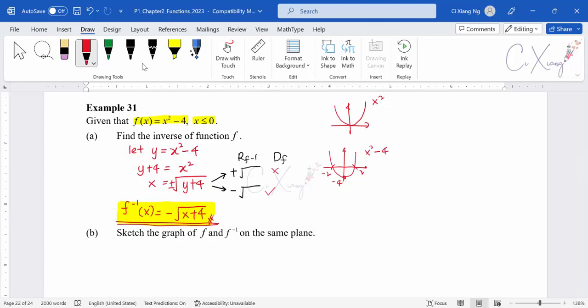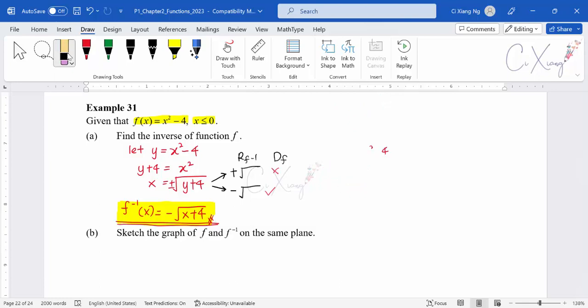All right, and of course, I also need to consider what domain they want us to sketch. For the domain here, again, you can see that it is x smaller than or equal to 0, which means that for this x squared minus 4, I only want to consider this part of the graph in my solution, the highlighted part. Okay, so once I know that, I can draw it in a bigger graph. So I know that this is 0 and negative 4, and this is negative 2, 0. Okay, so I'll start sketching it.